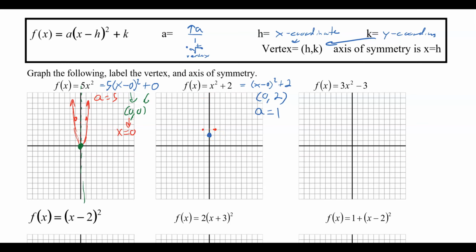And then we'll do it in green. We get our graph. If you want more points, well, then you have to plug them in. So you would plug in 2 and then use symmetry on it.